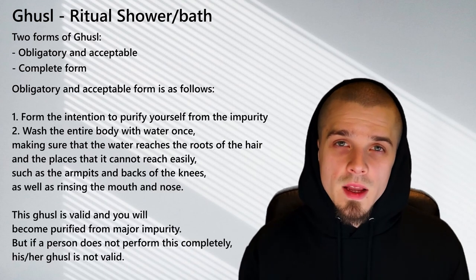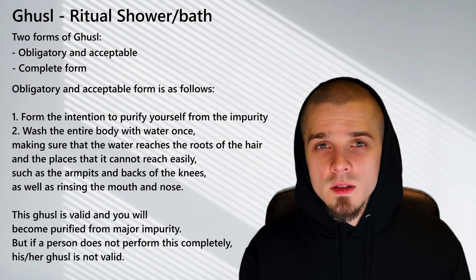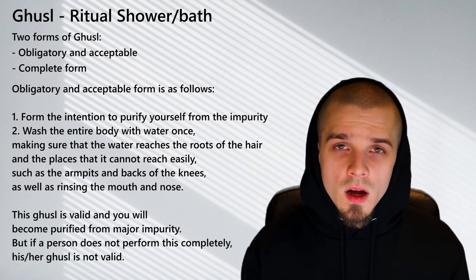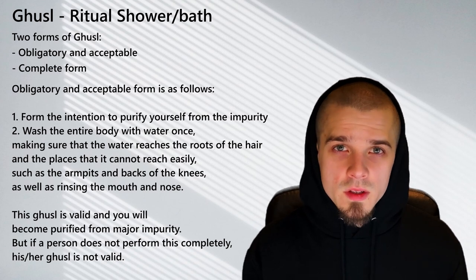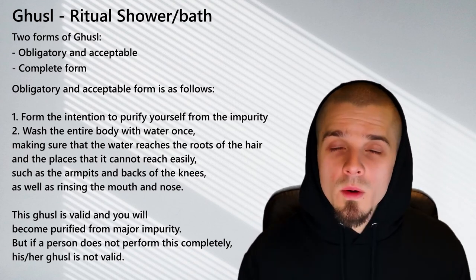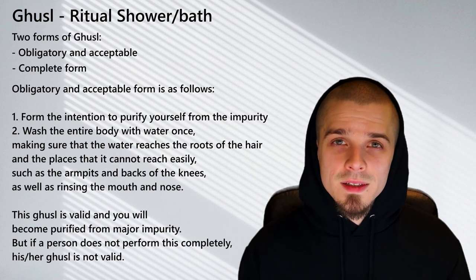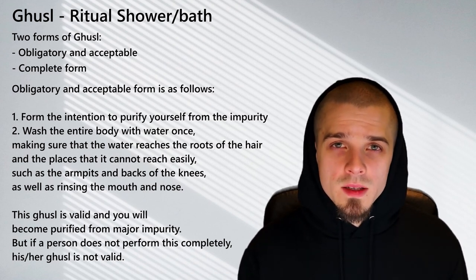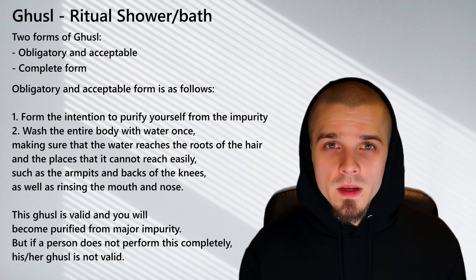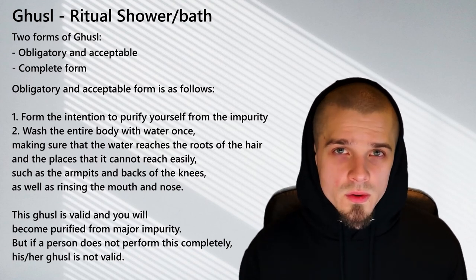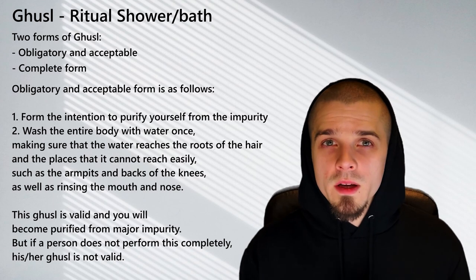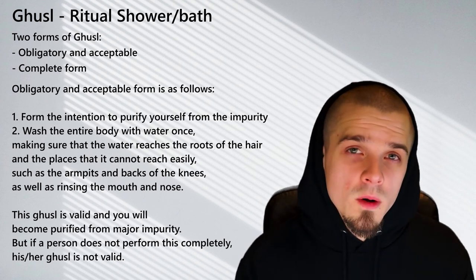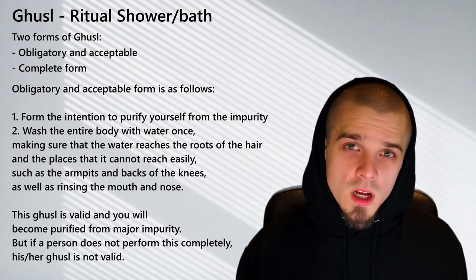The obligatory and acceptable form is sufficed with doing the shower in this manner. Number one, form the intention in your heart to purify yourself from the impurity. Number two, you wash the entire body once, making sure that the water reaches the entire body, including the roots of the hairs, the difficult to reach places like the backs of the knees and the armpits, and you also rinse your mouth and nose. This shower is valid and you will become purified from any major impurity. But if a person does not perform this completely, then the ritual shower cannot be valid.